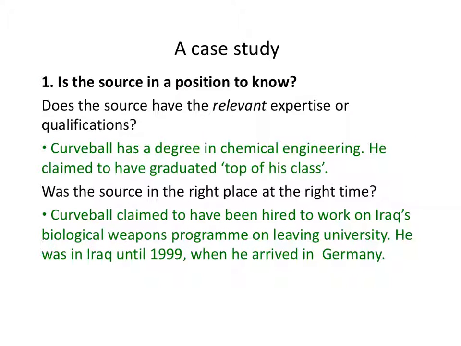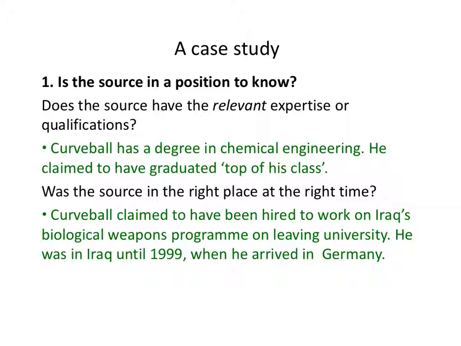So, question 1. Is the source in a position to know? Well, here we can ask, first of all, about Curveball's expertise. After all, you might work somewhere and see chemicals and machinery and have no understanding at all of what any of it does or what it could do. Nonetheless, Curveball had a degree in chemical engineering, and he claimed himself to have graduated top of his class. So if that's true, that would give him some kind of relevant expertise, chemical engineering.